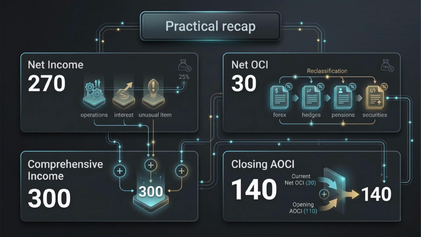Let us finish with the 4 numbers that define the Northbridge story. Net income is 270, net OCI is 30, comprehensive income is 300, closing AOCI is 140. If you can explain how each of these numbers was built, you understand the practical heart of ASC 220. In the next video, we will move to practice with MCQs and 8 short answer questions.